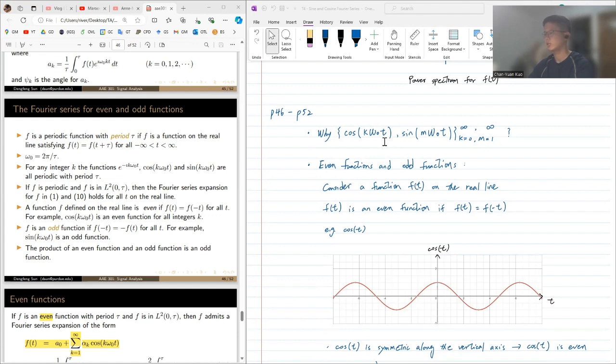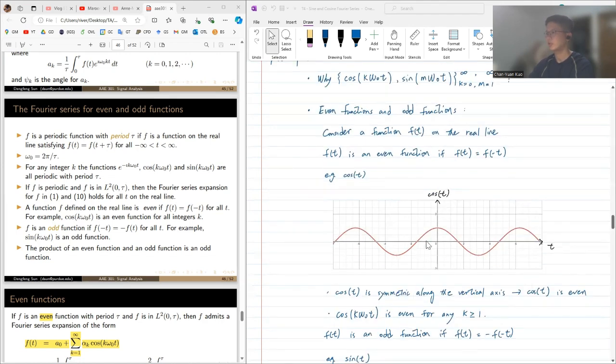And now you may be wondering about why we care about this set of vectors consisting of cosines and sines. To explain this, we will have to look at two types of functions first, the even functions and the odd functions. So first, let's consider a function f on the real line. We say this function f is an even function if f of t is equal to f of negative t. Essentially, this means that the function f is symmetric along the vertical axis. An example for this will be the function cosine of t.